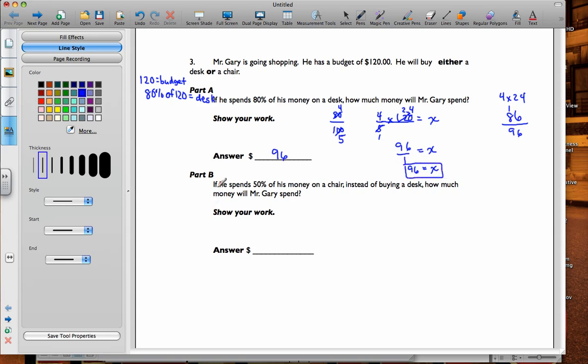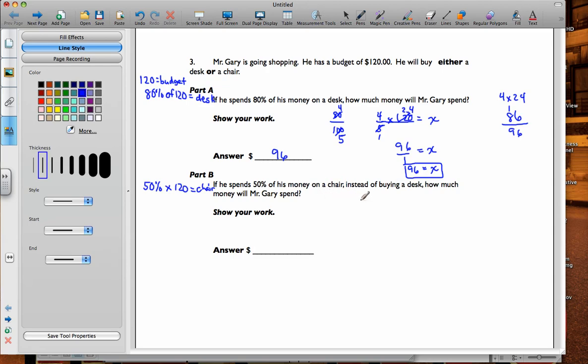Alright, let's keep on going. If he spends 50% of his money, which is $120, so 50% of his money, so times 120, on a chair instead of buying the desk. So we're going to pretend like we didn't take this 80% out. How much money will Gary spend? So basically it's 50% of $120.